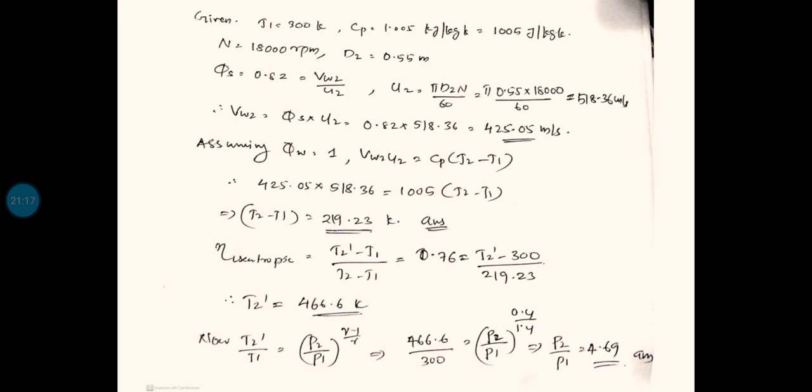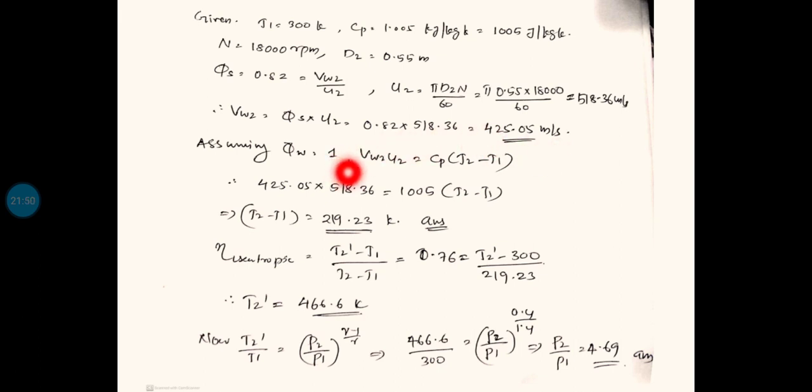N is equal to 18,000 rpm, D2 equal to 0.55 meter, and slip factor is given as 0.82. Slip factor means Vw2 by U2. Since diameter and speed are given, we can calculate U2 equal to pi D2 N by 60, that is equal to 518.36 meter per second. Now substituting for U2 in this slip factor equation, Vw2 equal to slip factor into U2, that is 0.82 into 518.36, equal to 425.05 meter per second.